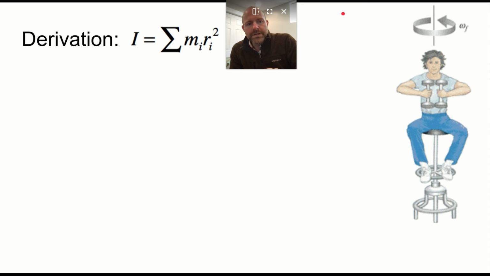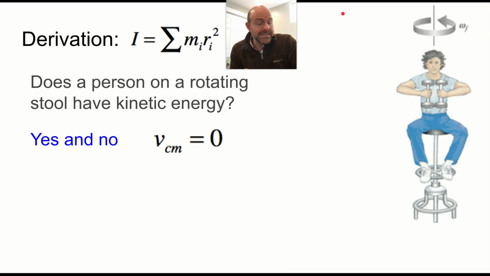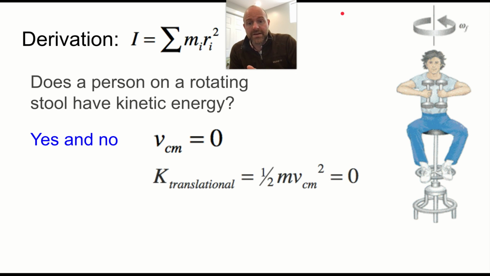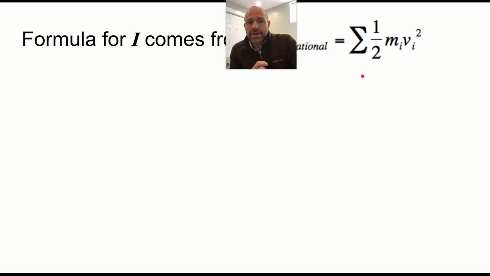So how do we derive this? Well, think about kinetic energy. Does a person rotating on a stool have kinetic energy? Yes and no. The velocity of the center of mass is 0, so they're not going to have any kinetic energy in a translational sense. But every bit of this person's mass is moving, so there is kinetic energy, which we call rotational kinetic energy.